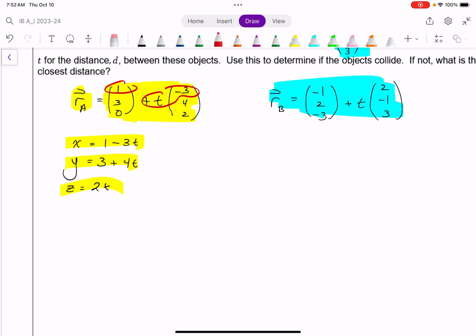And do the same thing for my other object. The x component comes from negative 1 plus 2t. The y component is 2 minus t. The z component is negative 3 plus 3t. That tells me for each of these objects their place in time, in terms of the x, the y, or the z. So if these two are going to collide, at some point in time the x, y, and z should be the exact same for both at the same point in time. Otherwise, they're not colliding. So how can we figure that out?